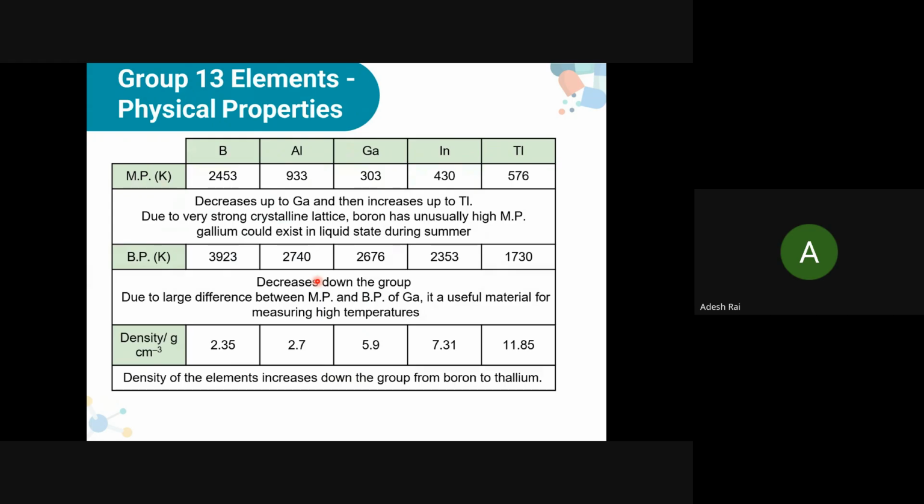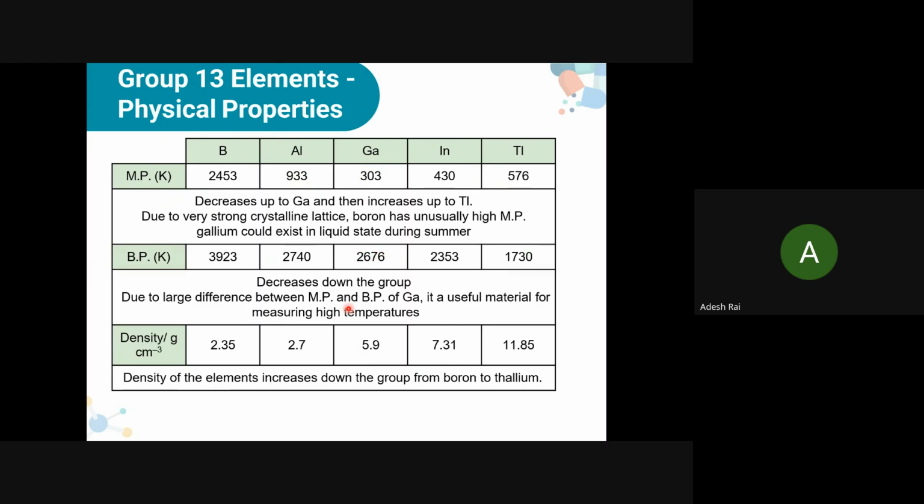We'll discuss it later. See, the boiling point of boron is the highest among all. Then comes aluminum, then gallium, then indium, and then thallium. So if you move down the group, what is happening? Boiling point is decreasing. Why? Due to the large difference between melting point and boiling point, it is a useful method for measuring high temperatures. Gallium's melting point is 303 Kelvin and boiling point is 2676 Kelvin.